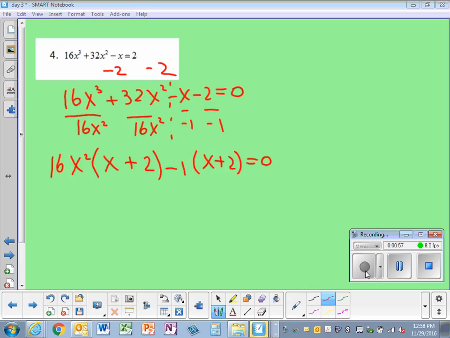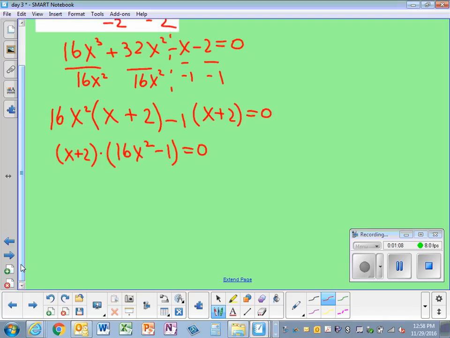I have the same parenthesis in both terms, so I take that out. X plus 2 times what's left, 16x squared minus 1 equals 0. Can I factor further? Yes. The second factor is a difference of squares. So what is the square root of 16x squared? 4x. And what is the square root of 1? 1. So 4x minus 1, 4x plus 1.